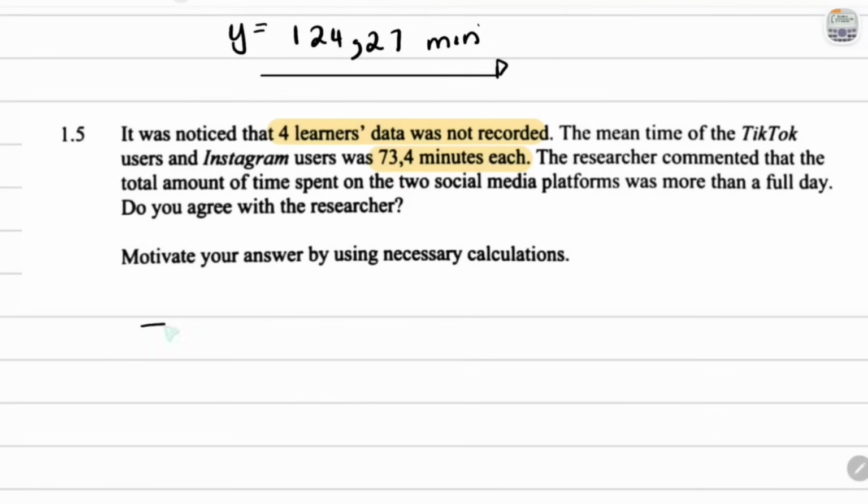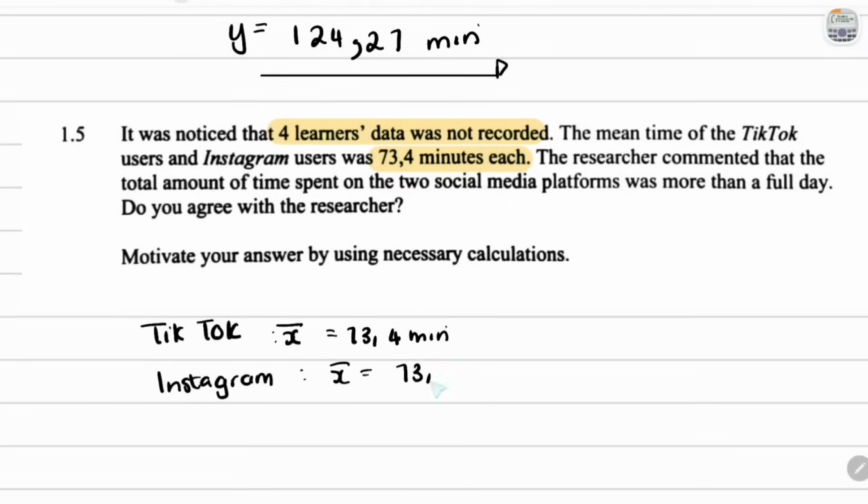What they tell us is that the mean time for TikTok and Instagram users was this each. So we have to keep that in mind. For TikTok, the mean was 73.4 minutes, but for Instagram as well, it was also 73.4 minutes. So that's what we have. This is when the 4 learners have been included as well. Then they tell us that the researcher commented that the total time spent on these 2 social media platforms combined was more than a full day. And the question is, do you agree with the researcher? Motivate your answer by using necessary calculations.